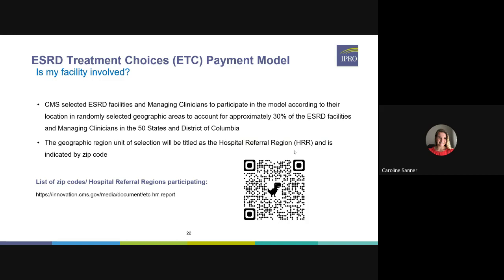If you don't know if your facility is a part of the ETC payment model, you can go to the link on the screen or use the QR code. It's a spreadsheet that has the hospital referral regions and zip codes. If your facility falls into that zip code, your facility has been selected to be a part of the ETC payment model.